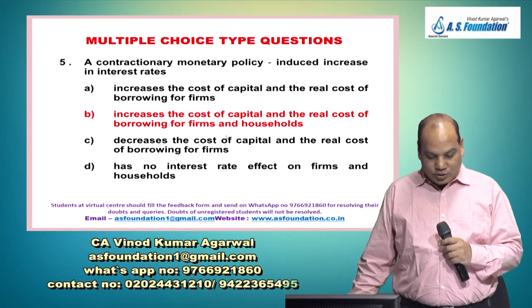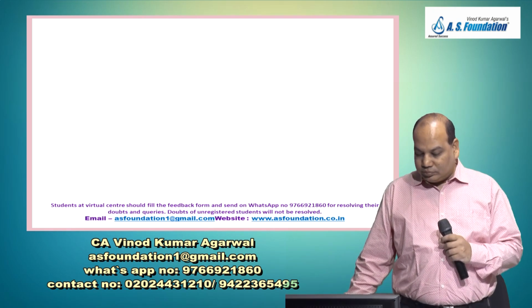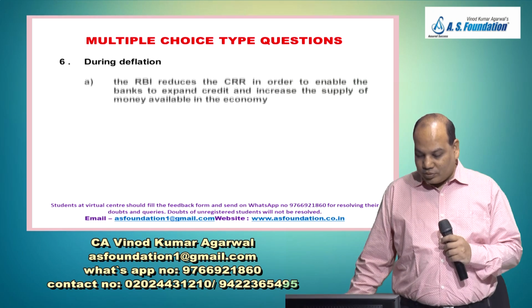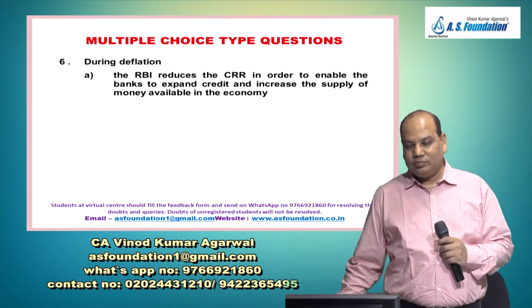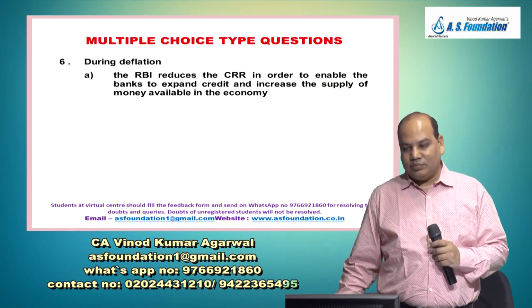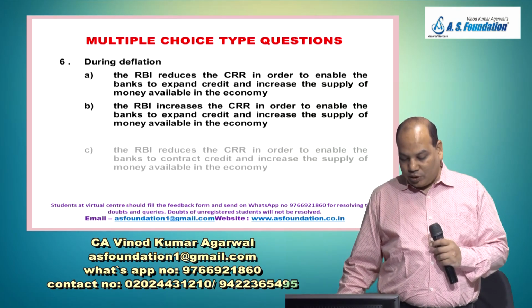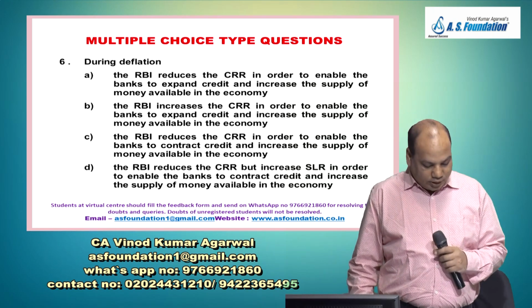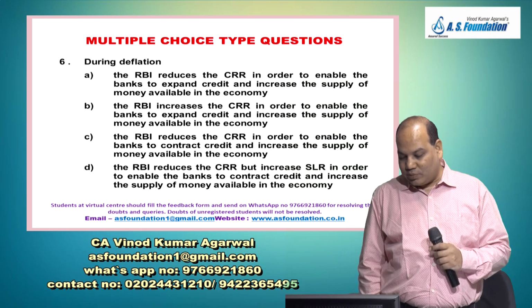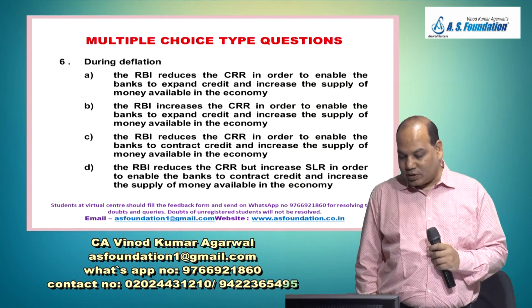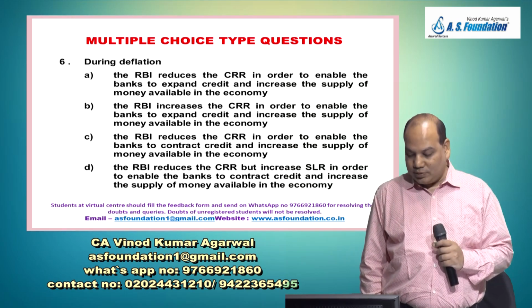These are the questions taken from ICI module only somewhere. Point number 6. During deflation, means there is a recession, what will RBI do? A. RBI reduces the CRR, very good, in order to enable the banks to expand credit and increase the supply of money available in the economy.